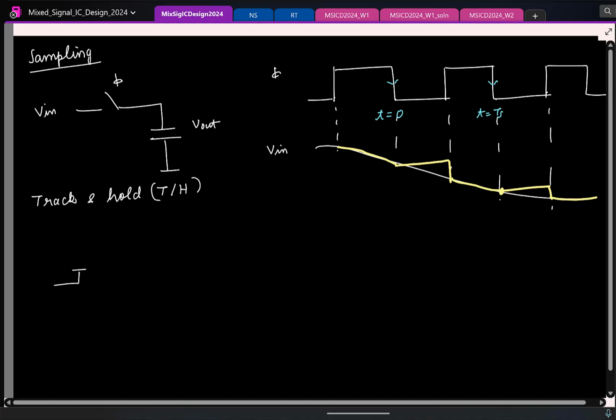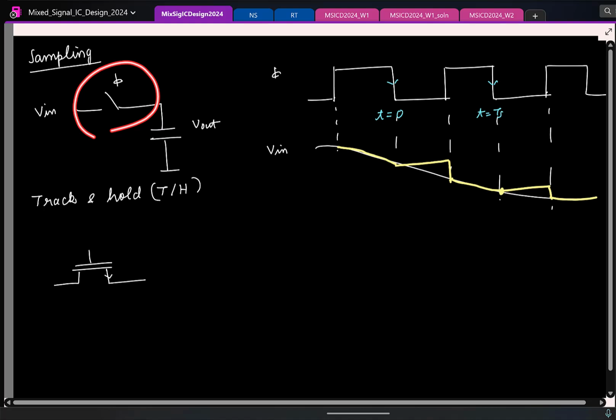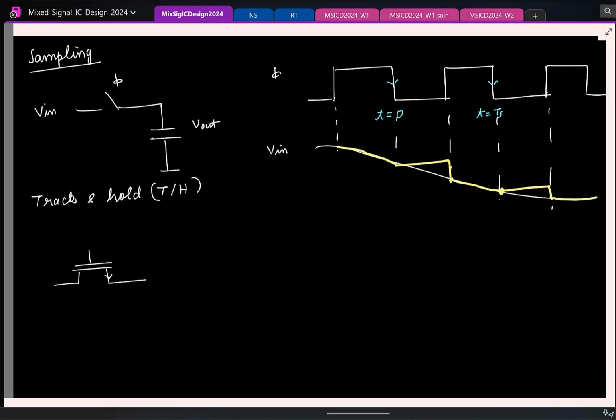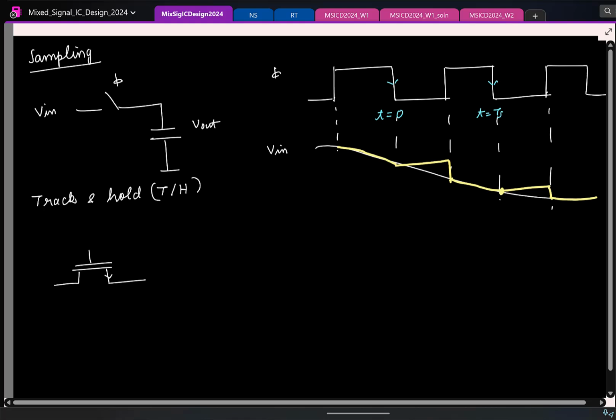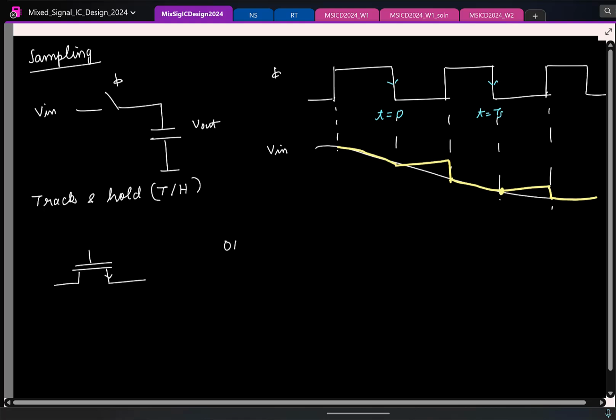The simplest switch we will use is a MOSFET like this. But as you know, a MOSFET is far from an ideal switch. So what is the first non-ideality you can think of? Simple, right? As of now, we know the switch is supposed to be a pure short circuit when it is closed and open when it is open. When I use a MOS switch, it is clear that it is not a short circuit. So there is going to be some on resistance when the switch is on.